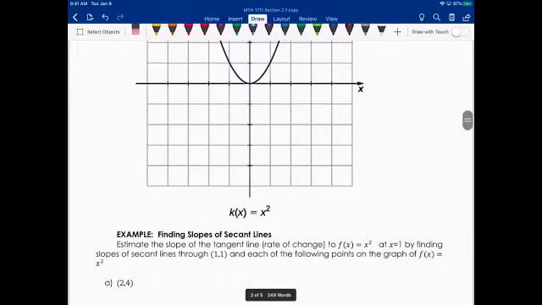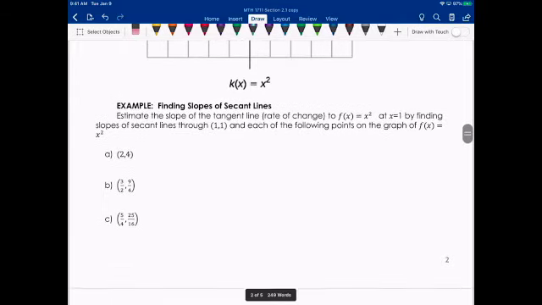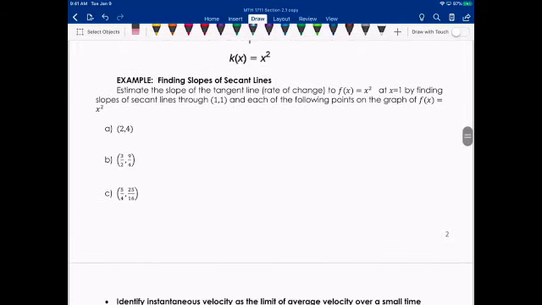So now, using that idea, we are going to find the slope of the tangent line of f of x equals x squared at the point x equals 1 by finding the slopes of secant lines and getting closer and closer to that point x equals 1. And that change in x is getting smaller and smaller and approaching 0.